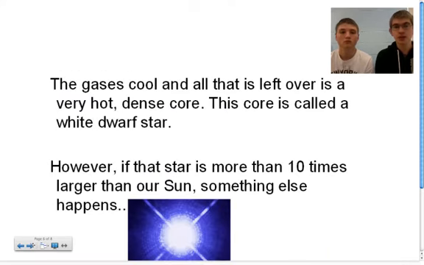The gas is cool, and all that is left over is a very hot, dense core. That's what that picture is of there. That's called a white dwarf star. This only happens for relatively small stars. Larger stars, they have to be at least 10 times larger than our sun is. Something else is going to happen.